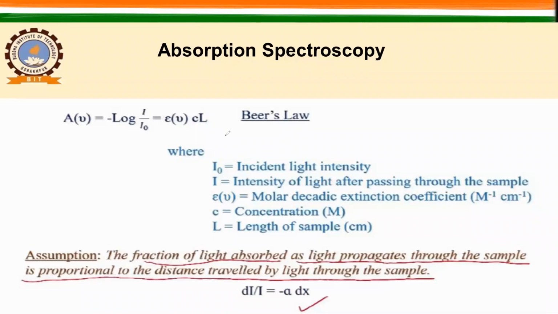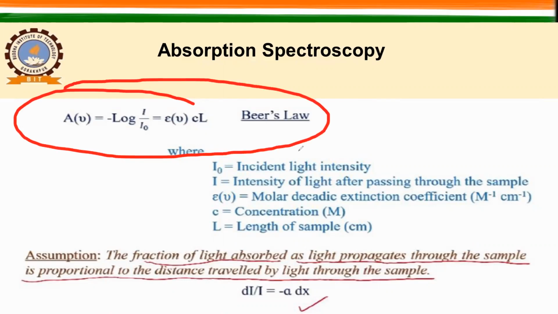Now, see, so इसमें I naught is incident light intensity, I equals the intensity of the light after passing through the sample, concentration, and L is the length of the sample in centimeters. So finally we get this. Now we have seen the absorbance और transmittance spectroscopy.